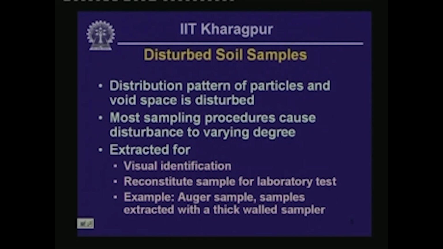Now, what is the purpose of obtaining disturbed soil samples? The purpose is for visual identification of the sample in the field as well as in the laboratory later on, and we could also use the samples obtained in this procedure to reconstitute a sample in the laboratory for further testing. Examples of disturbed soil samples include an auger sample or samples extracted using a thick walled sampler. We are going to look at these procedures in the next little bit.